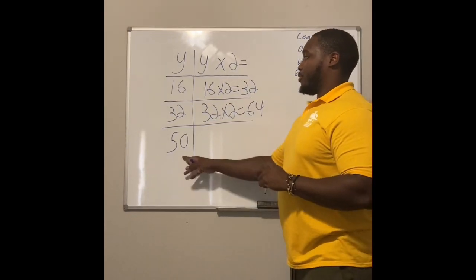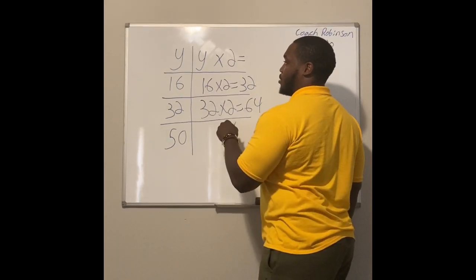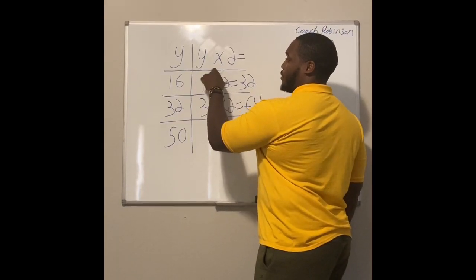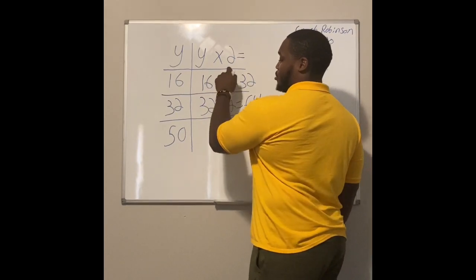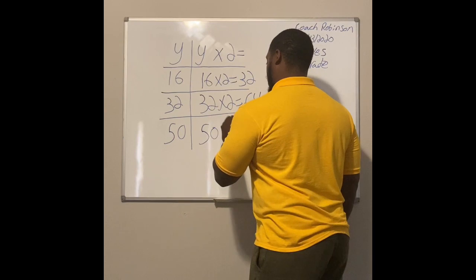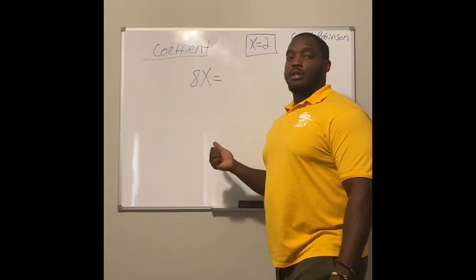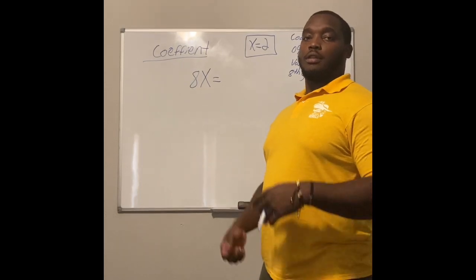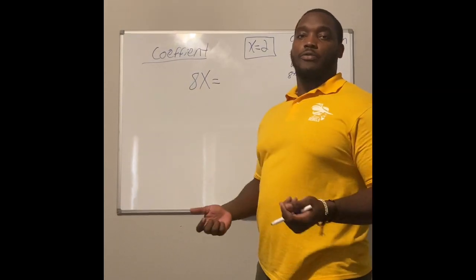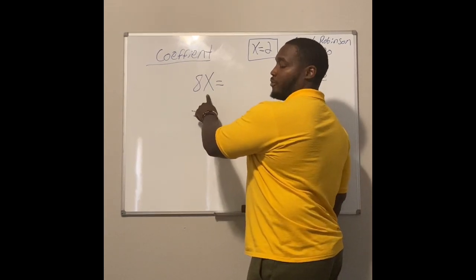And now the same for 50. They're indicating that y equals 50. So you just plug in 50 for the variable, and then you just do the operation. 50 times 2 is 100. So now, another thing they'll do with variables is they would express problems with a coefficient. A coefficient is a number that's placed right in front of a variable.